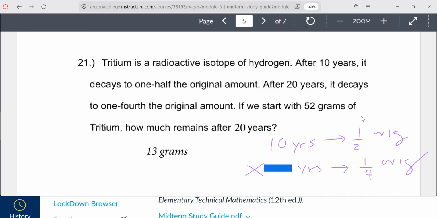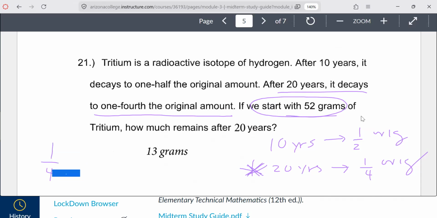So it tells us that we are looking at after 20 years. Now, after 20 years, it decays to 1/4 of the original. We start with 52, which is the original, 52 grams. So 20 years is going to be 1/4 of the original, which is 52. Or in other words, you're doing 52 divided by 4, right? A fourth, a quarter. So you have to divide 52 by 4, which gives you 13 grams. And that's it, 13 grams. All right.